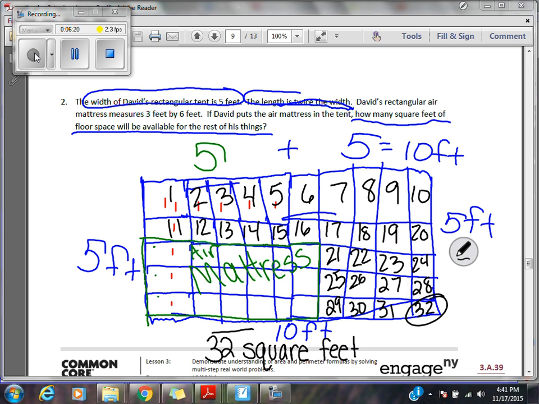available for his things. And so even though your numbers are different, you are going to follow the same thinking process, the same kind of drawing. And I'm sorry if this appears so sloppy, but this is what you're going to do.